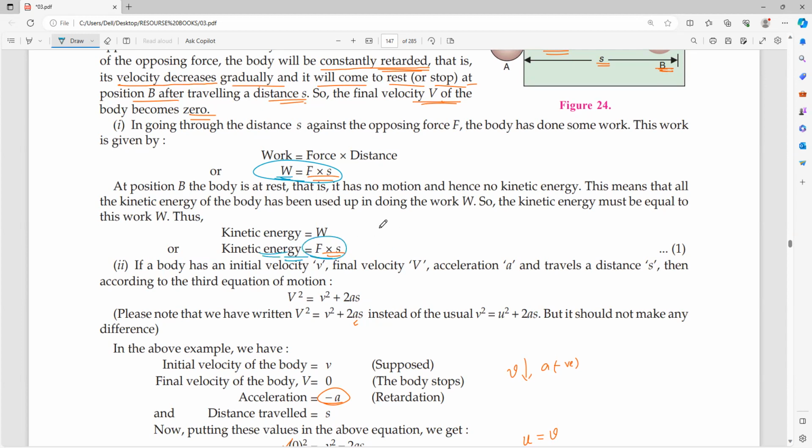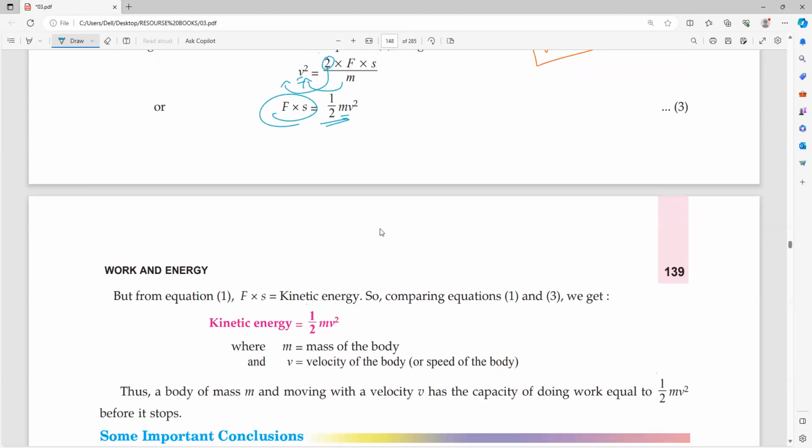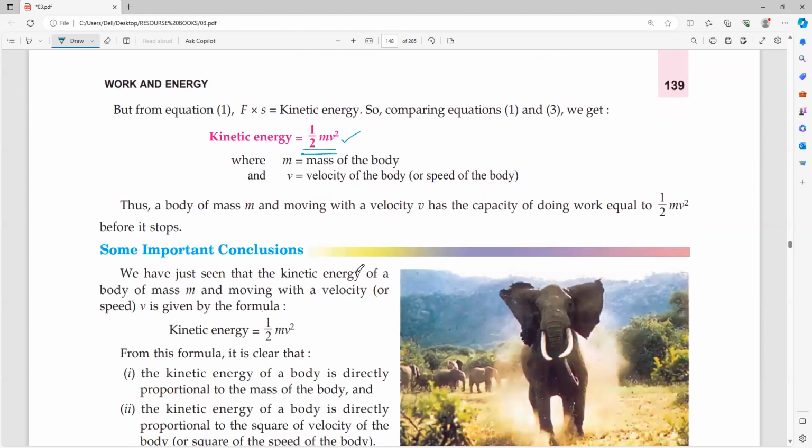Yes, please. Yes, sir. So that is what they are making: kinetic energy equals half mv square. Same derivation, but we are considering initial velocity is 0, and after traveling a certain distance, the final velocity is v. So the only difference is the "let".